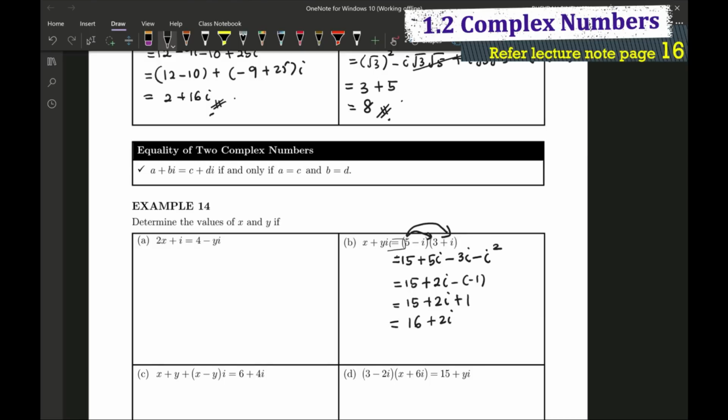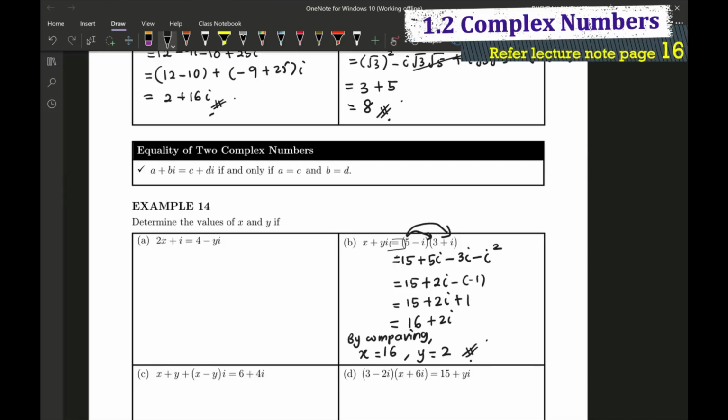So at the end, by comparing, we get x is equal to 16 and y equal to 2. Right? Okay, and that's it.